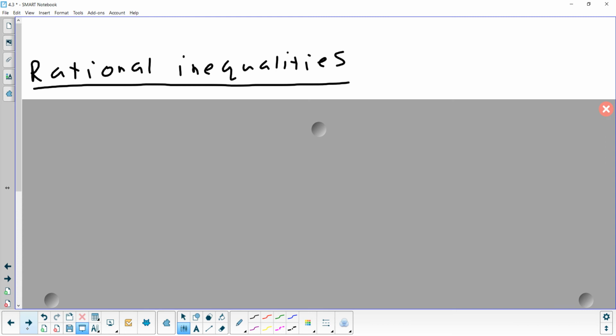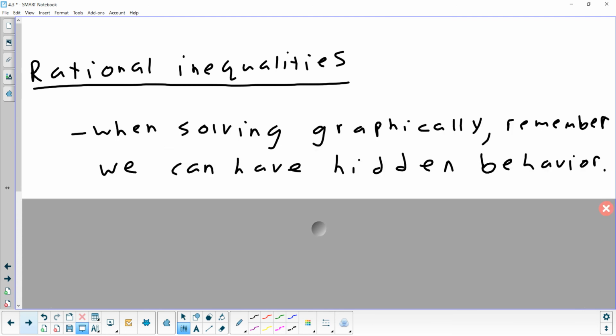All right. So when we're solving rational inequalities, remember we've talked about graphs that can have hidden behavior. Okay, I will warn you that that is important for the test. Always have to check if something goes off the screen. Okay.